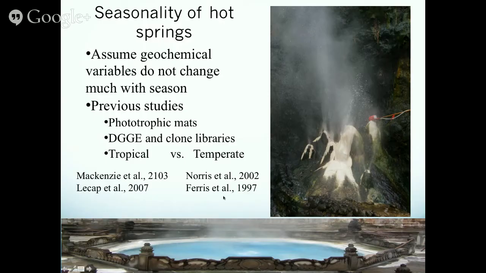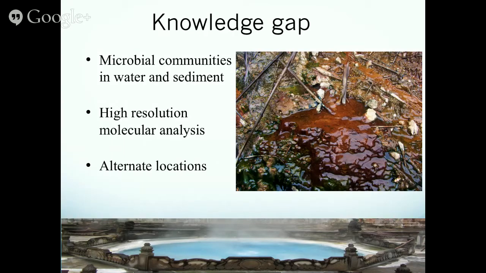Even when they artificially reduced light intensity, they still didn't see a change in these microbial mats. So there's a large knowledge gap. There have only been a handful of these studies. For example, what type of microbial communities are in the water and the sediment, not just the microbial mats? How are they changing? Can they change with different seasons?